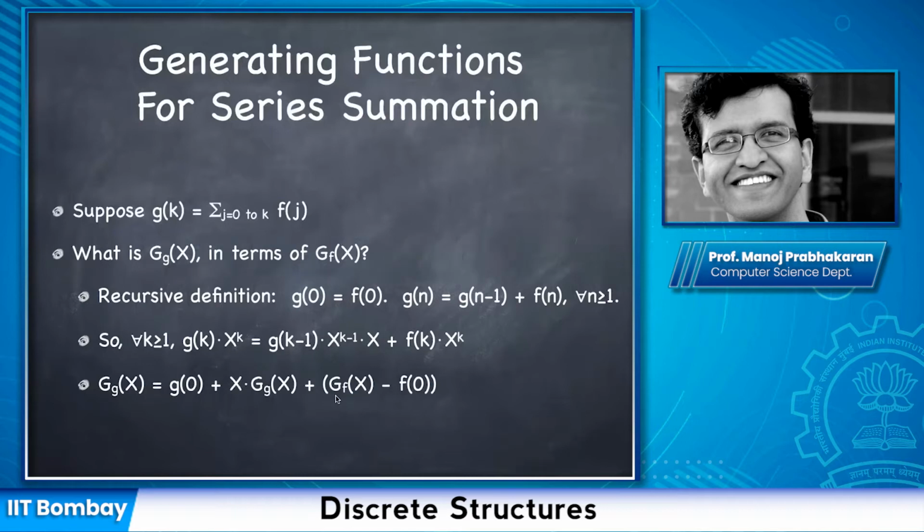Okay, and now you rearrange the terms. What you get is, so we have g0 and f0 are equal, so they cancel off, and you're left with, you take this to the other side, you get (1 minus x) times gg(x) equals gf(x), or in other words, gg(x) is gf(x) divided by (1 minus x). Okay, so you might get a rational polynomial kind of expression if gf already has such an expression.